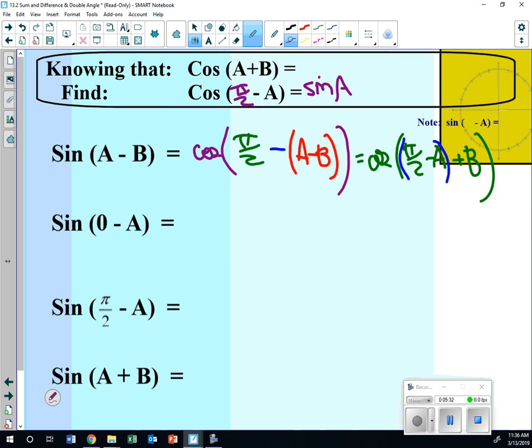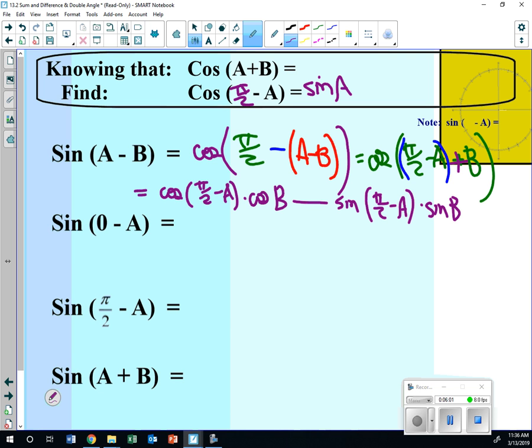So then we're going to CC. Cosine of the first one, pi over 2 minus a, times the cosine of the second one, which is b. Then it's going to be the sine of the first one, pi over 2 minus a, that's the first part, times the sine of b. Now if this is plus, that means this has to be a minus, from what we proved earlier.